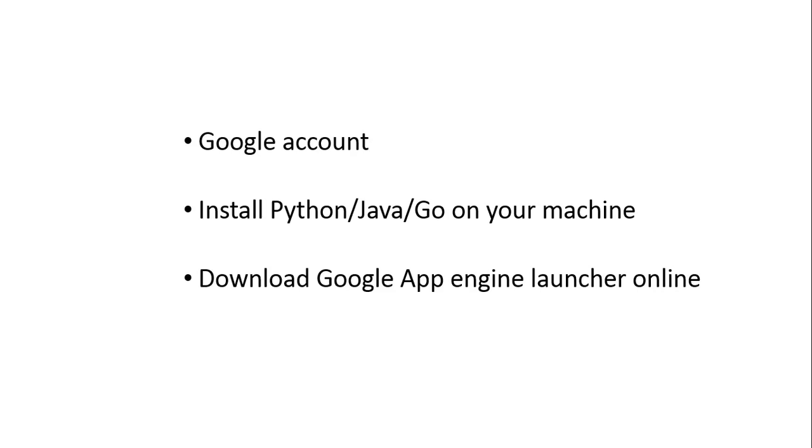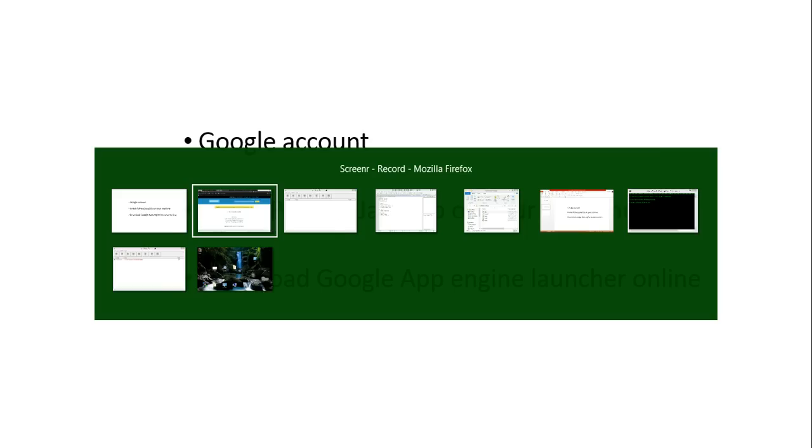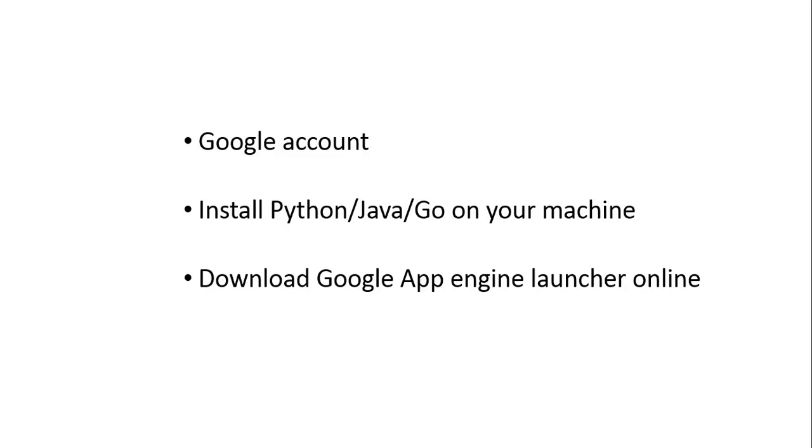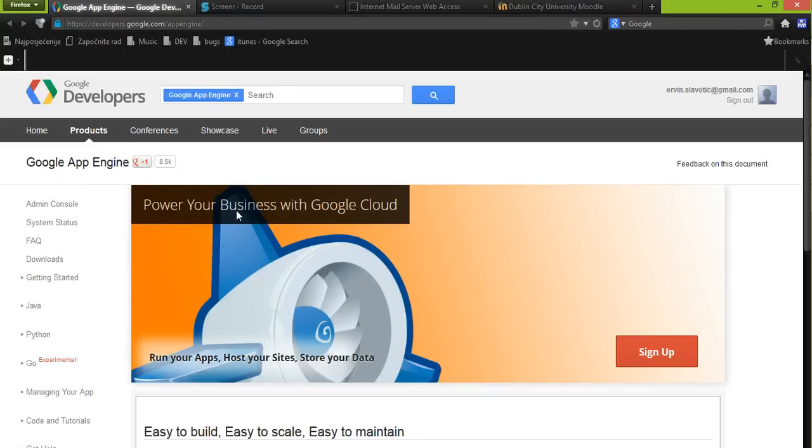Now, for the Google App Engine Launcher, that's where you actually deploy your apps online. So you're going to have to go to the Google App Engine website. To do that, we're going to go into the website here, and it's developers.google.com/appengine, and you just click on this button here, sign up. After you've signed up with your Google account, you can go and download the Google App Engine Launcher.